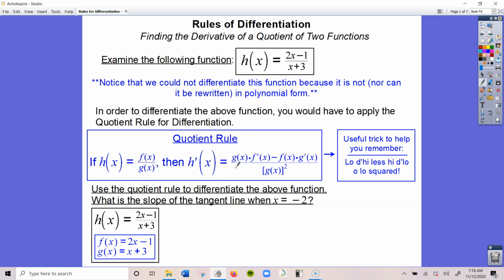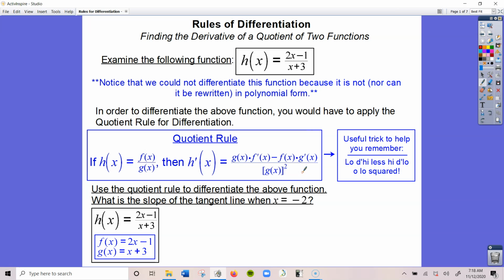Now the quotient rule is as follows. If you have some function where h of x is equal to f of x divided by g of x, meaning one function divided by another, then h prime of x, the derivative, is equal to g of x times f prime minus f times g prime, all over g of x squared.